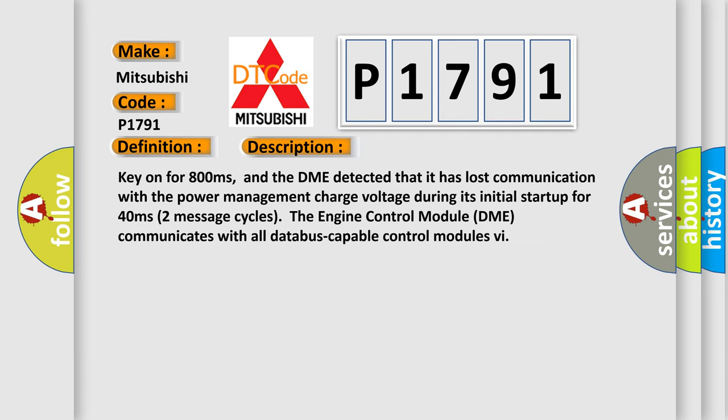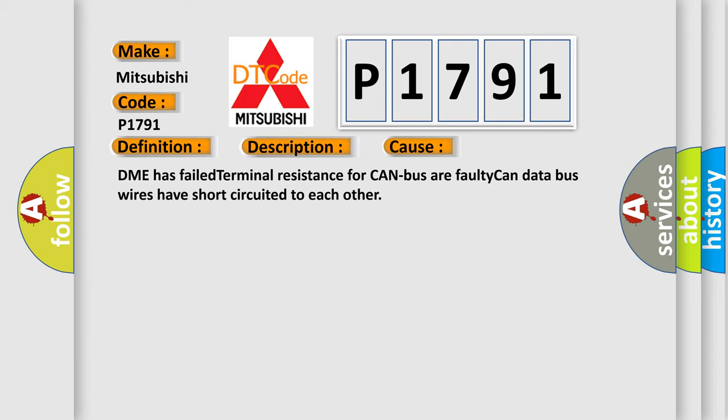Key on for 800 milliseconds, and the DME detected that it has lost communication with the power management charge voltage during its initial startup for 40 milliseconds, 2 message cycles. The engine control module DME communicates with all databus-capable control modules. This diagnostic error occurs most often in these cases. DME has failed terminal resistance for CAN bus. Faulty CAN data bus wires have short-circuited to each other.